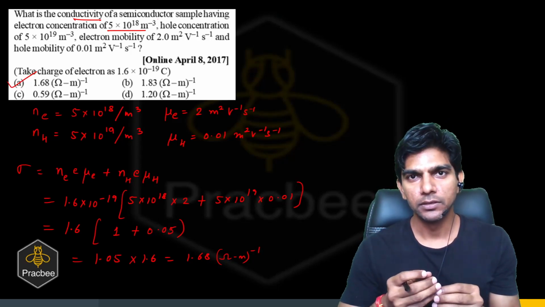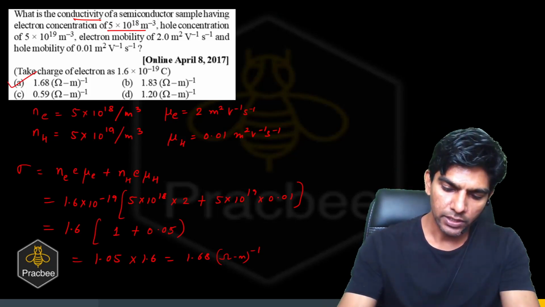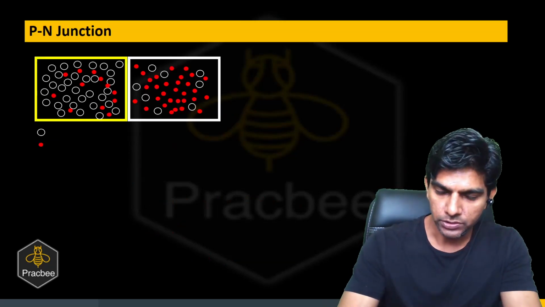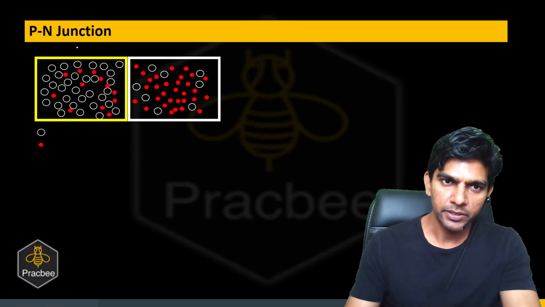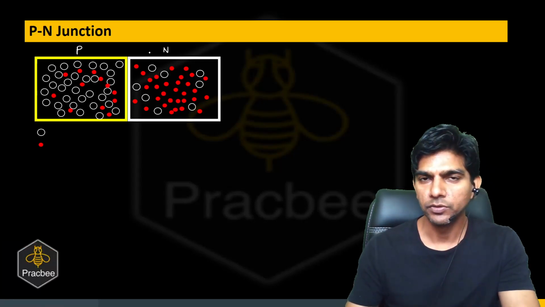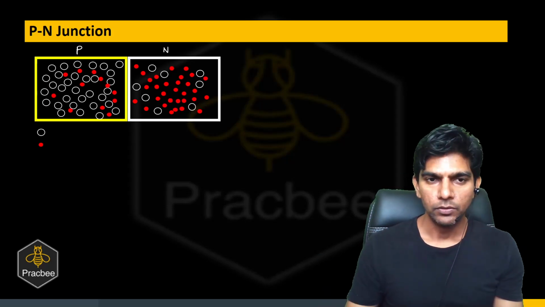So we are done with one part of the video where we have covered different types of semiconductors and what is p-type, what is n-type, and what is the band theory. So now let us see what is a p-n junction. Now, what is a p-n junction? If we have a p-type semiconductor on one side and n-type semiconductor on the other side, this arrangement is known as a p-n junction.